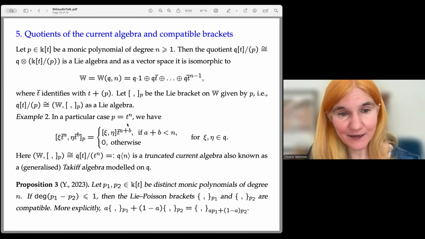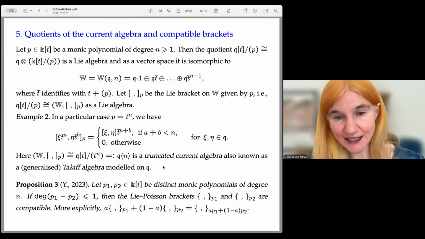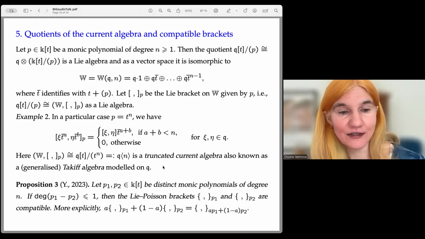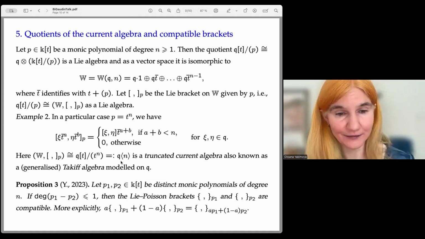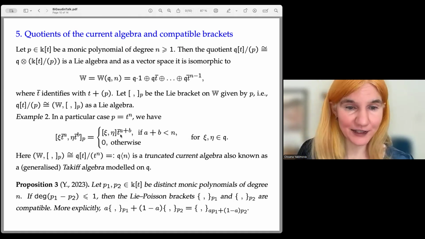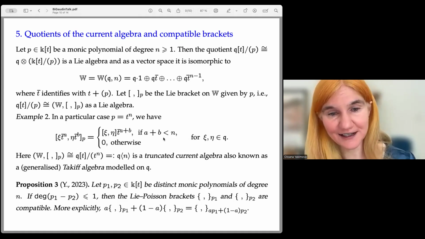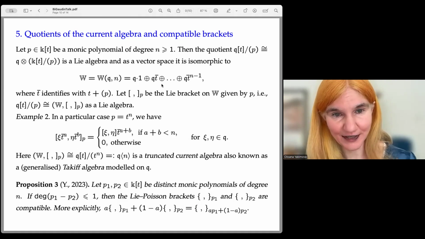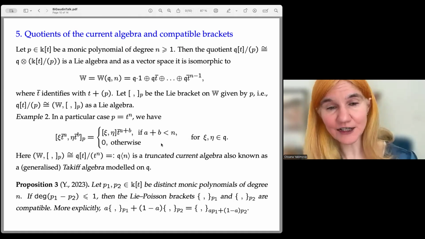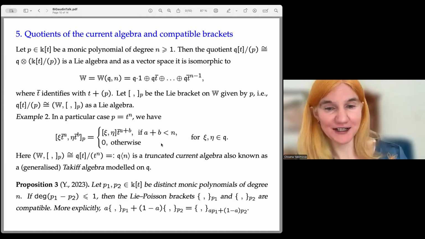So in the particular example where P is T to the power n, we will obtain a truncated current algebra, also known as a generalized Takiff algebra modeled on Q. And it's easy to describe the corresponding Lie bracket. I take a Lie bracket in Q between two elements. And then for the powers of T, this is a plus b. And if it is still smaller than n, then it just remains here. This is an element somewhere in this direct sum. And if it is larger than or equal to n, the commutator is just 0.